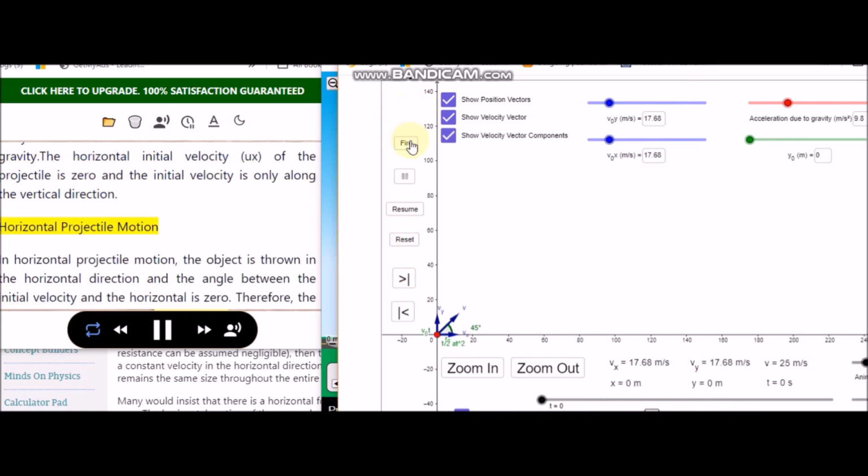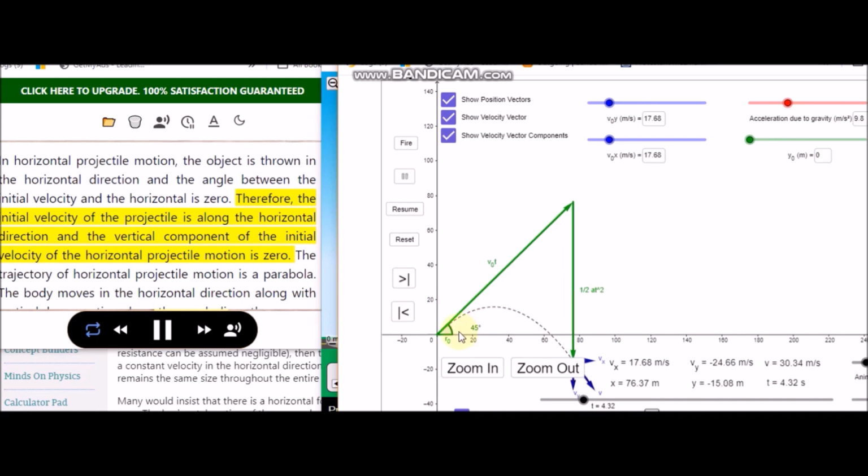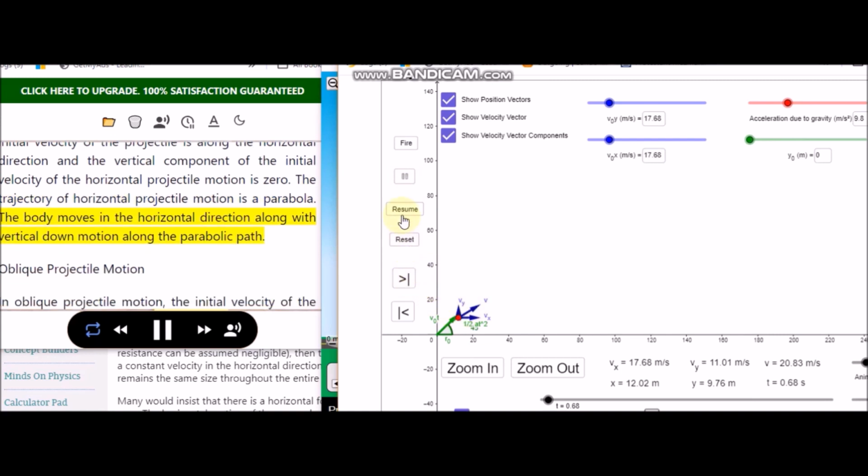Horizontal projectile motion. In horizontal projectile motion, the object is thrown in the horizontal direction and the angle between the initial velocity and the horizontal is zero. Therefore, the initial velocity of the projectile is along the horizontal direction and the vertical component of the initial velocity of the horizontal projectile motion is zero. The trajectory of horizontal projectile motion is a parabola. The body moves in the horizontal direction along with vertical down motion along the parabolic path.